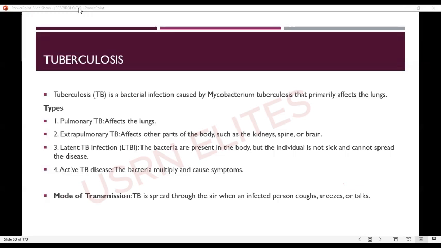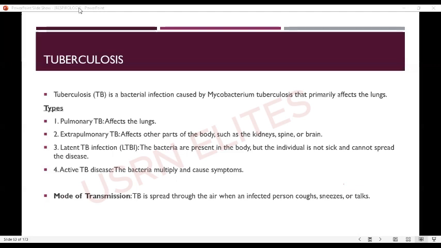So when you are exposed to the bacteria and you don't show any sign and symptom because of a strong immune system, we term it latent TB. Good. Then four, active TB disease. The bacteria multiply and cause symptoms, so the patient becomes sick now, and we term it active tuberculosis.